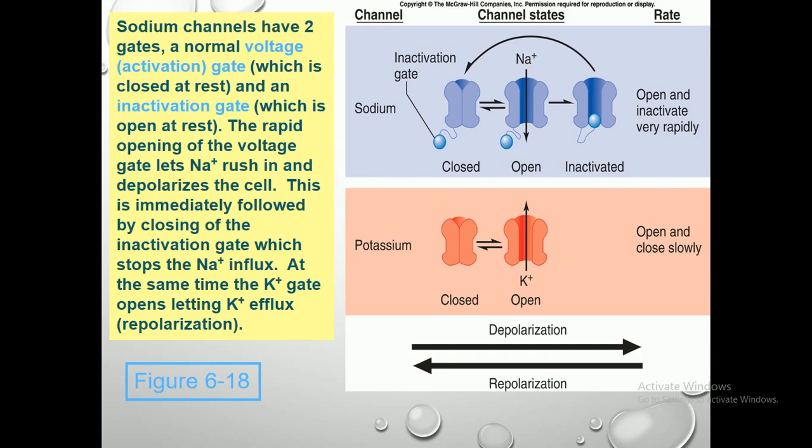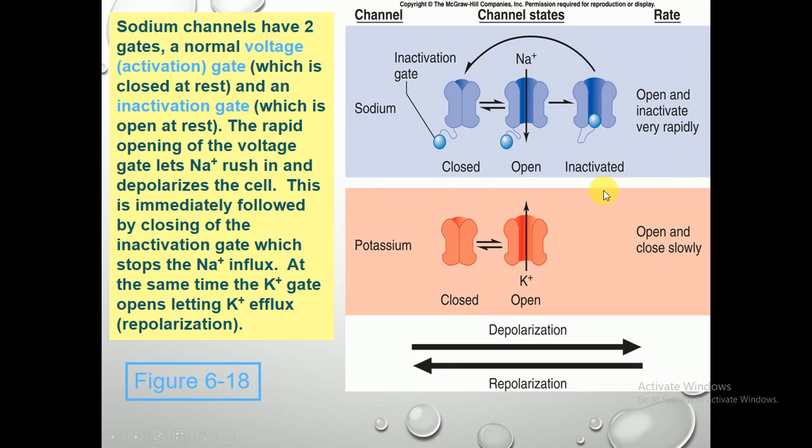We have already discussed this during depolarization. During depolarization there is a rapid opening of voltage gated channels, which allows the sodium ions to rush inside the cell and depolarize the cell. When the concentration of sodium ions inside the cell becomes high, in that condition you can say that the cell is depolarized, and this is immediately followed by what?